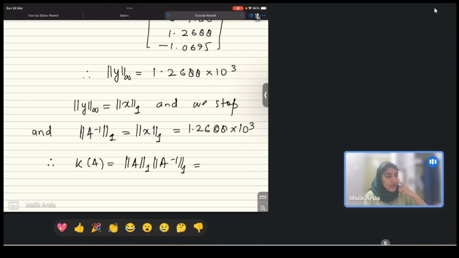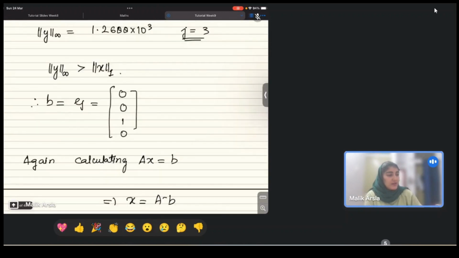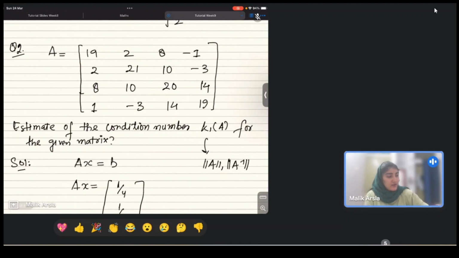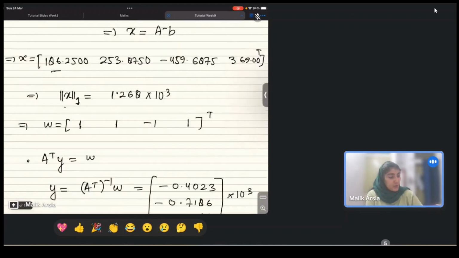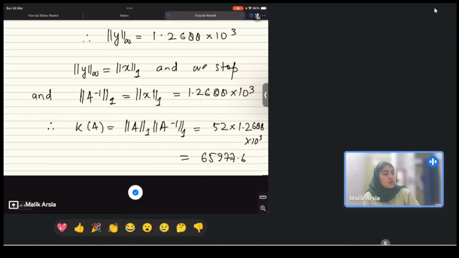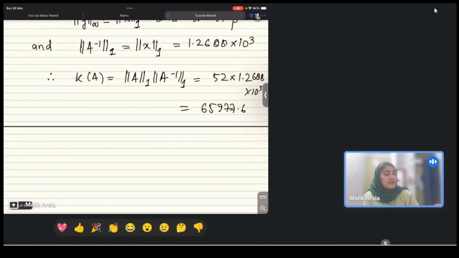Okay, so one norm of A, we can simply calculate from here. You can see the maximum entries are clearly from the third column. So 8 plus 10 plus 20 plus 14, it is coming out to be 52. So 52 will be the one norm of A, and the one norm of A inverse is 1.2688 into 10 to the power 3. So it is coming out to be 65977.6. So you can see that this K is a very large number.